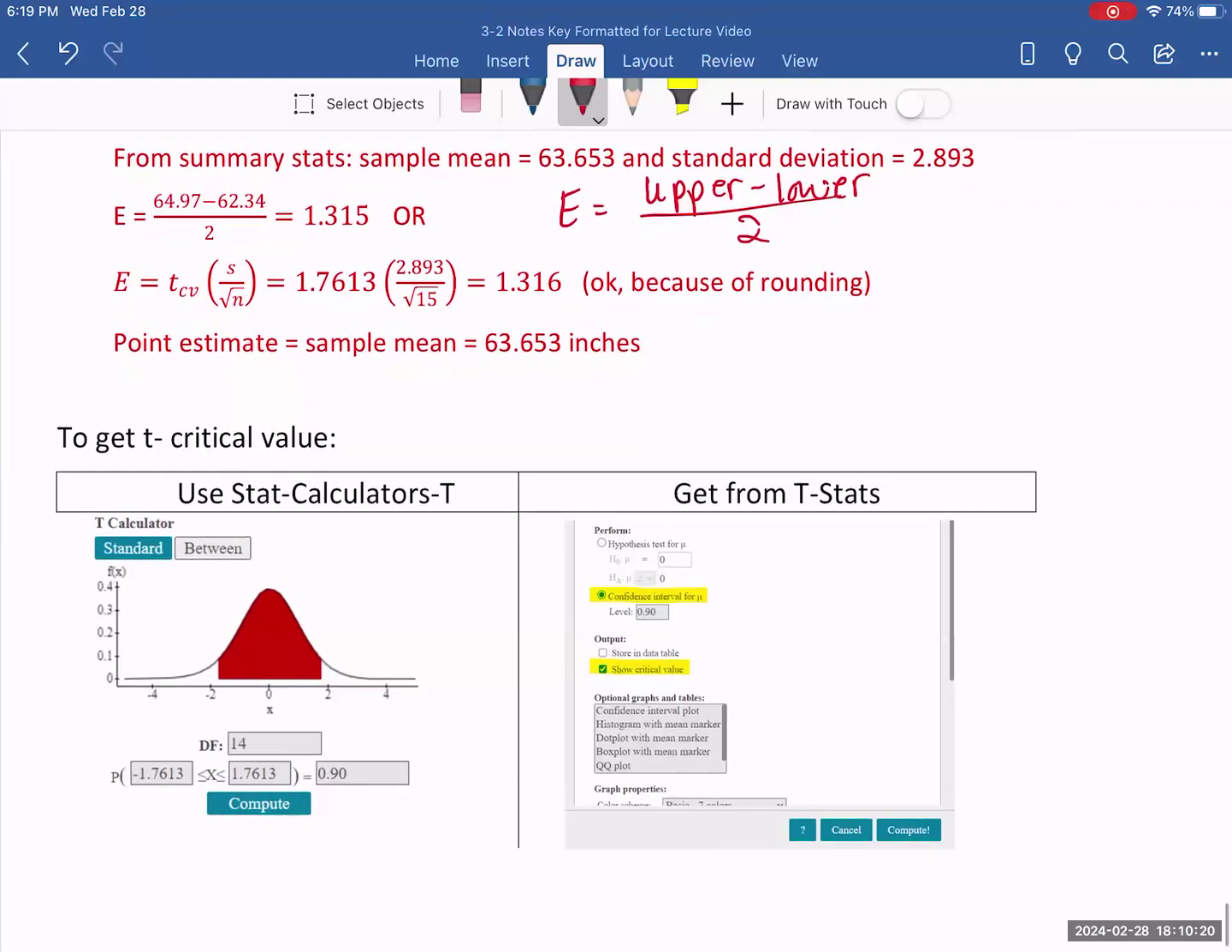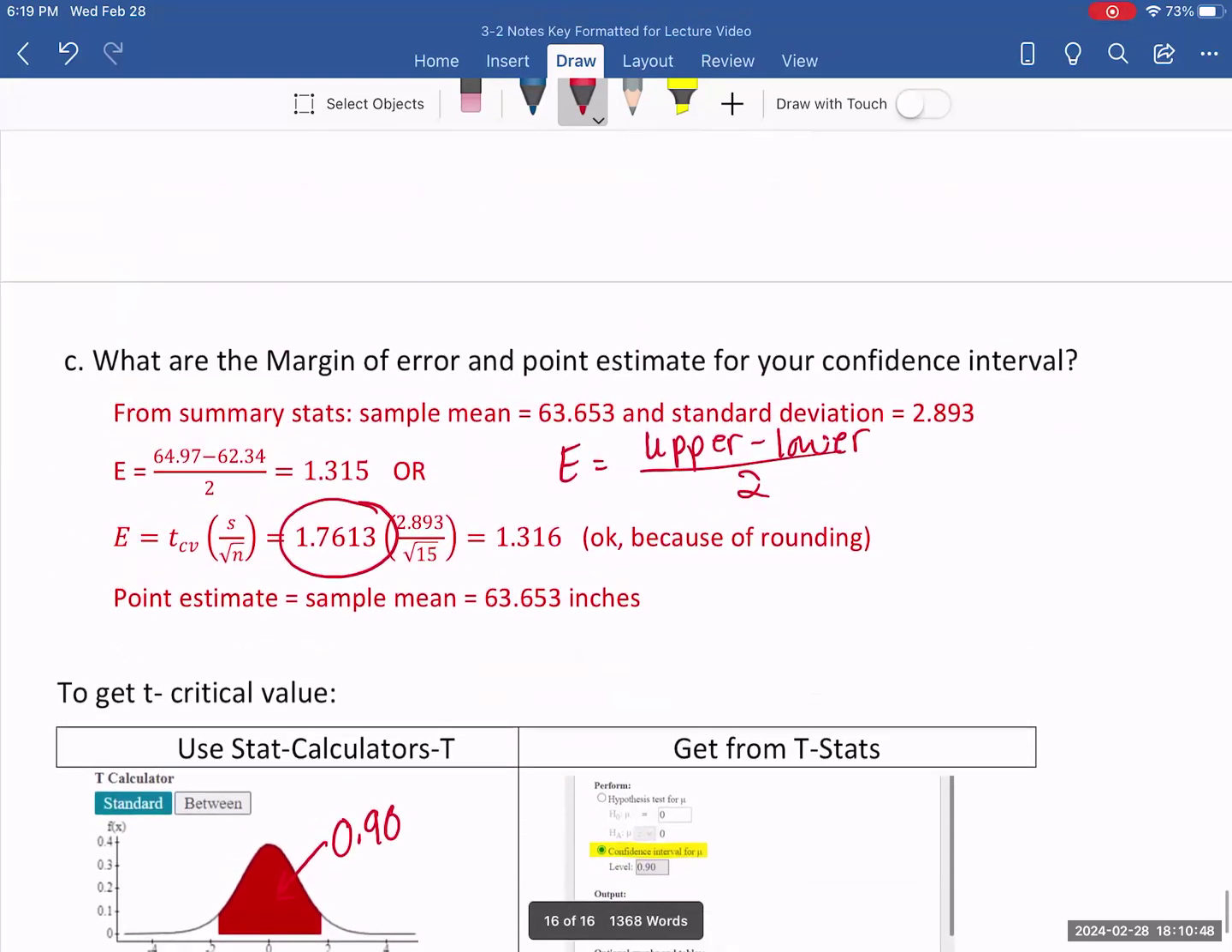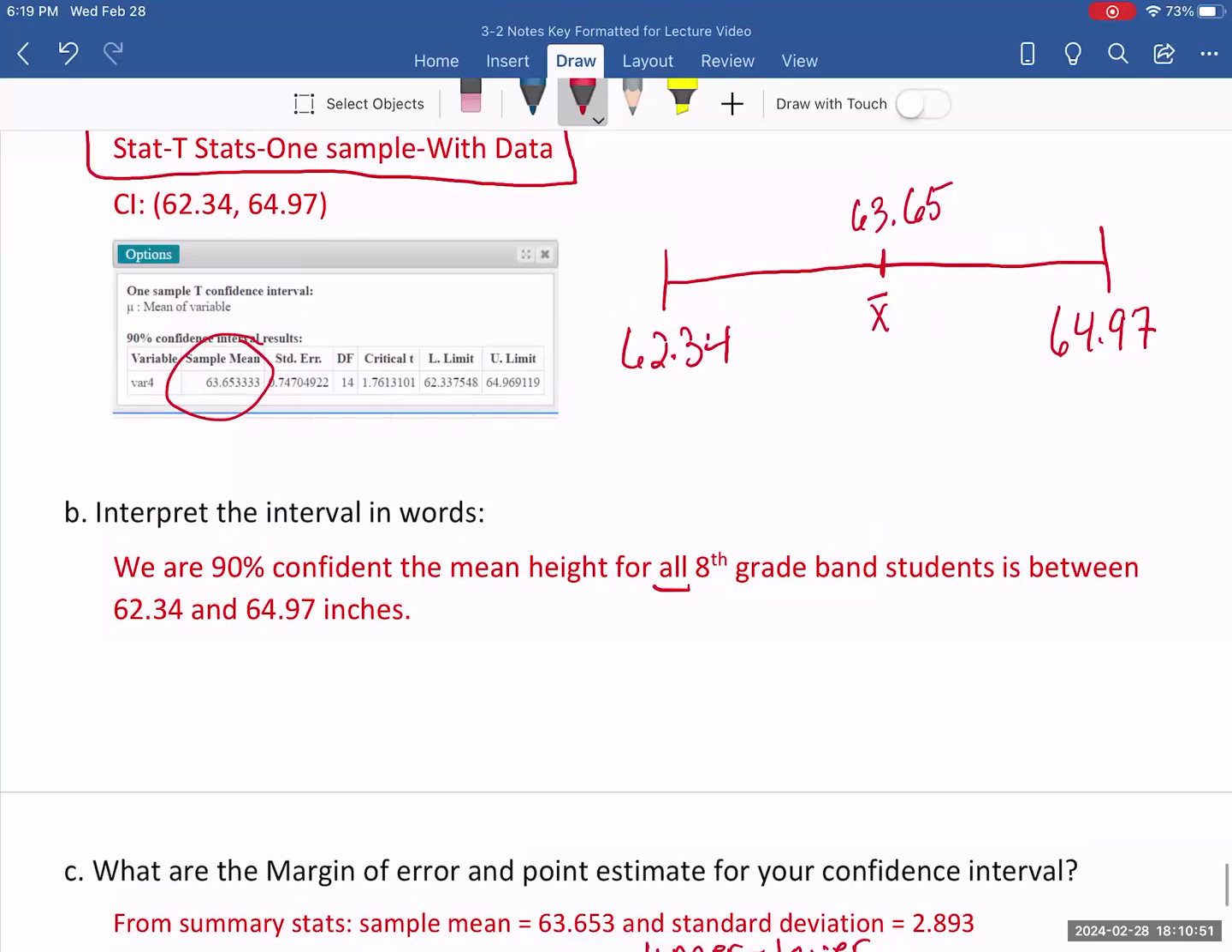And you can either get the critical value for that formula, that 1.7613, using the T calculator, where the area in the middle is the confidence level. This was a 90% confidence level, so I just put in the 0.90. Or I selected show critical value, so that's already in the results up here. Critical T. So you can just select show critical value and it'll give it to you.